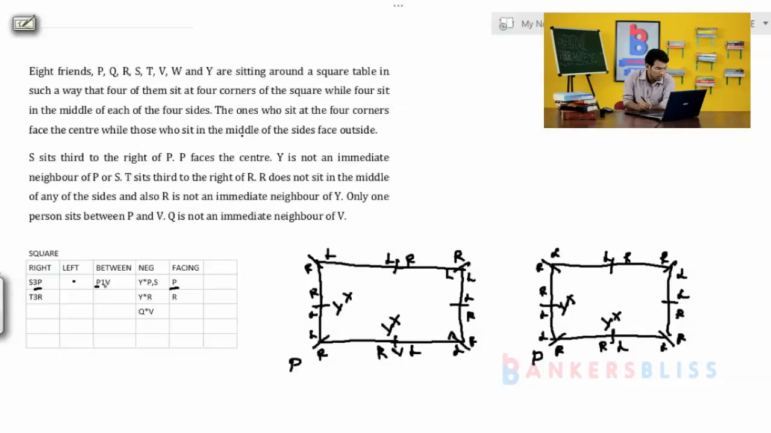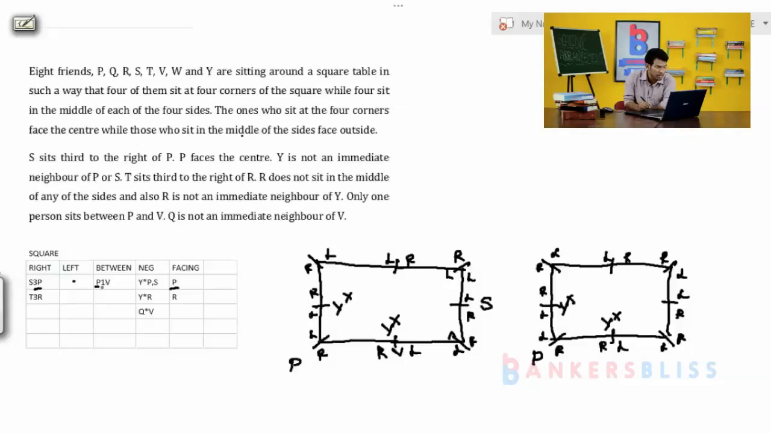Next, one person sits between P and V. Just take this as the third. Why? Because we have the direct statement related to P. It means S sits third right of P. We know exactly where P should be. P's third right means first right, second right and third right. S should be here.